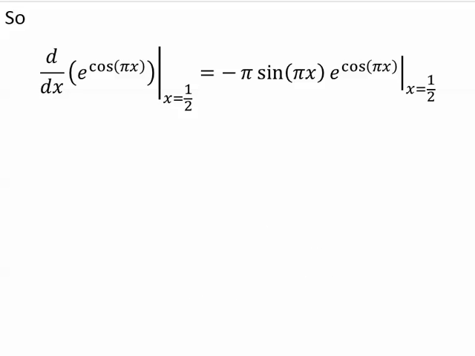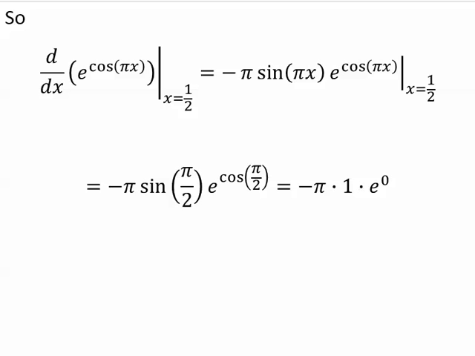After you find the derivative, evaluate it for x being 1/2. That was the instructions to find the derivative evaluated at 1/2. Sine of pi over 2 is 1. Cosine of pi over 2, that's 0. e to the 0 equals 1. And so I get negative pi.